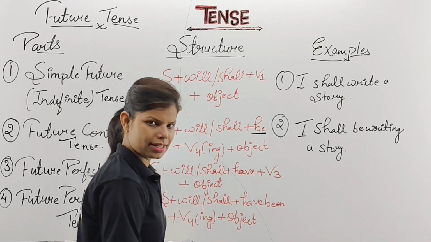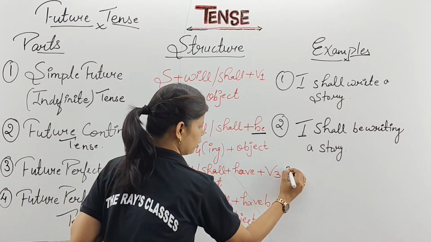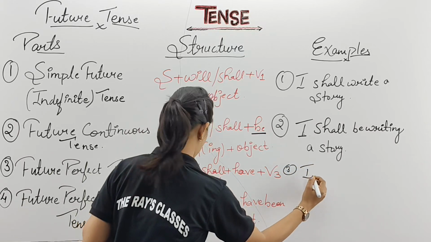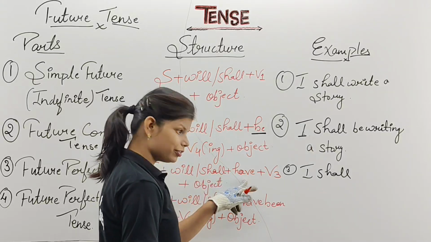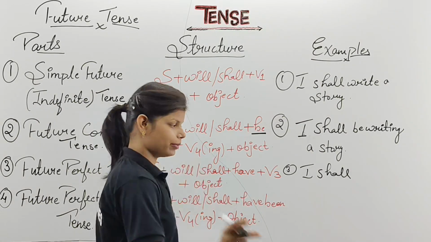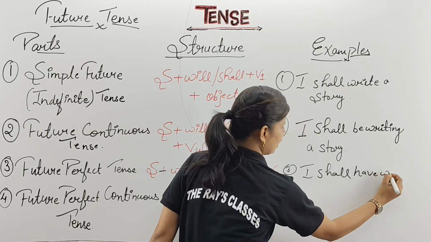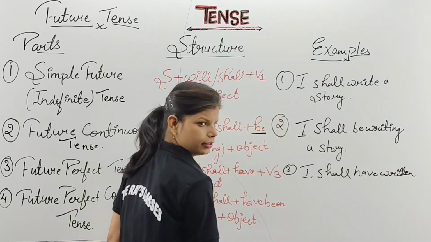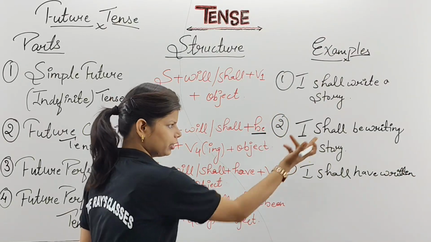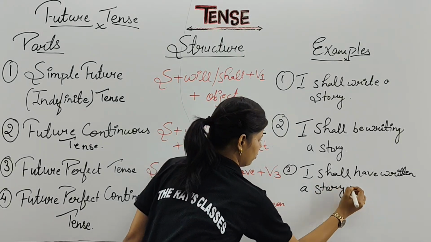Clear? Understood. Let's move to the third one. Along with the subject, third part, I shall. After that what do you have to use? You have to use have. So, I shall have, and then the verb form is the third one. I shall have written. What have you written? I shall have written a story.